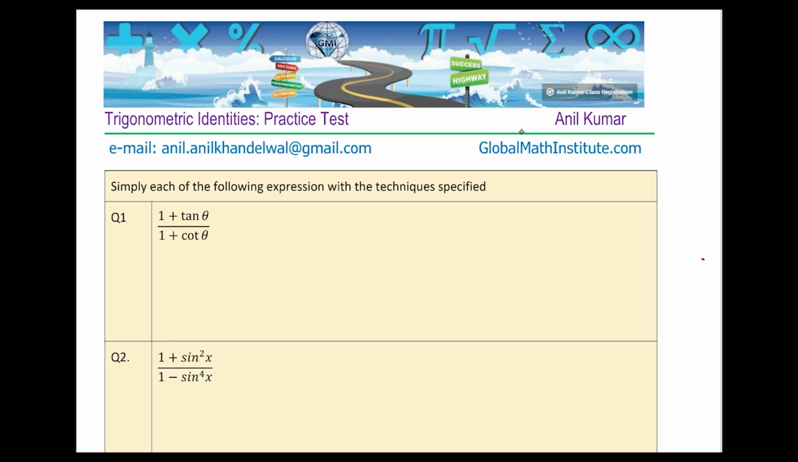Let us see how we solve, rather simplify in this case, an expression using different techniques. So the first one is 1 plus tan theta over 1 plus cotangent theta. We need to do it using sine and cosine. So tan can be written as sine over cos. So I could write this as 1 plus sine theta over cos theta divided by 1 plus cos theta over sine theta.